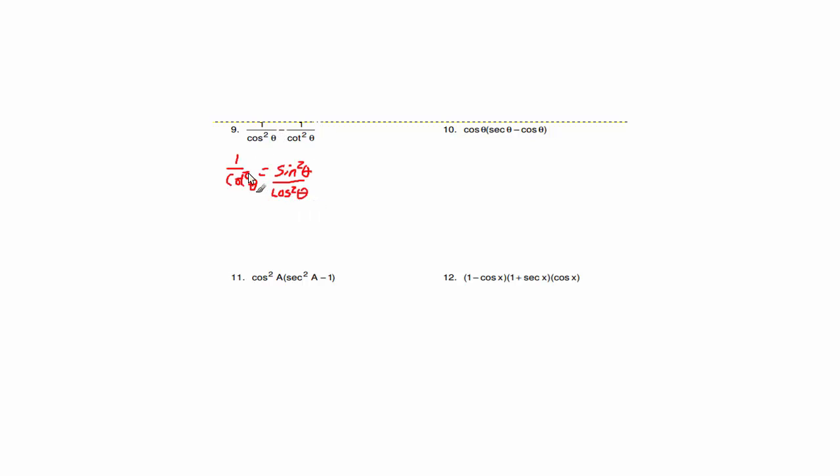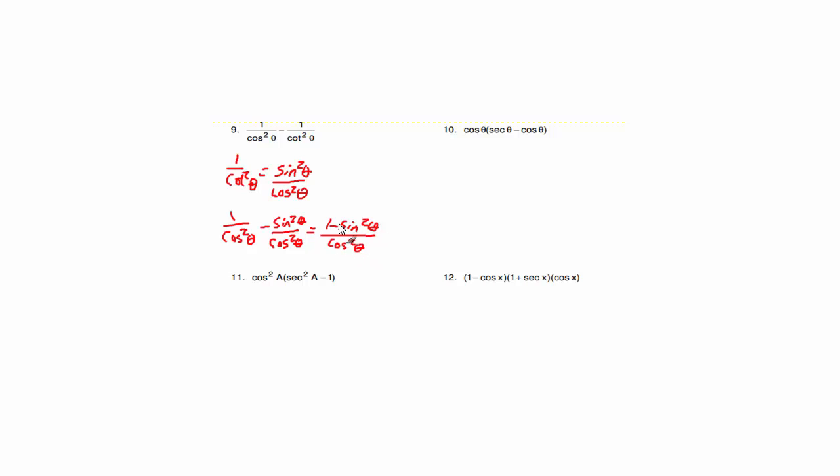So what I'm going to end up with here from the top is 1 over cosine squared theta minus sine squared theta over cosine squared theta. And what you're going to see from this is that we have a common denominator, both of them cosine squared theta. So what this actually is is 1 minus sine squared theta all over cosine squared theta.